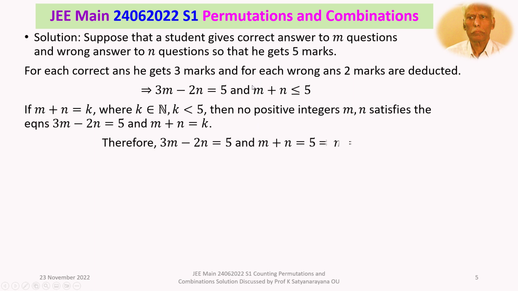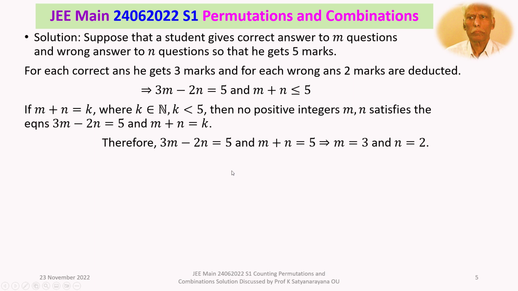Therefore, we have 3m minus 2n is equal to 5 and m plus n is equal to 5. So, on solving, you get m is equal to 3, n is equal to 2. So, that means 3 questions are answered correctly. For that, you will get 9 marks, and 2 questions answered wrongly, you will get 2 into -2, that is -4. So 9 minus 4, 5 marks you will get.